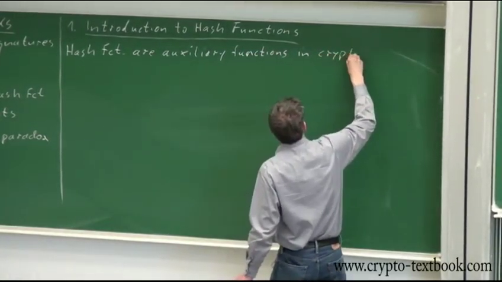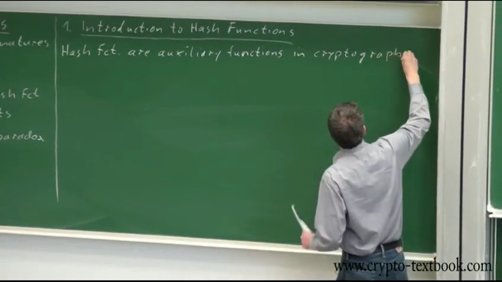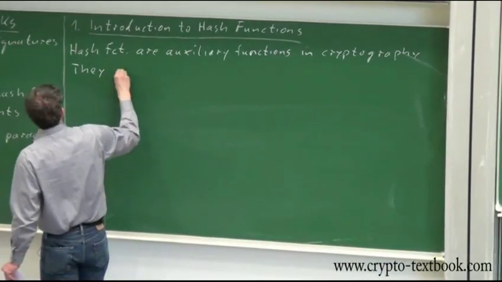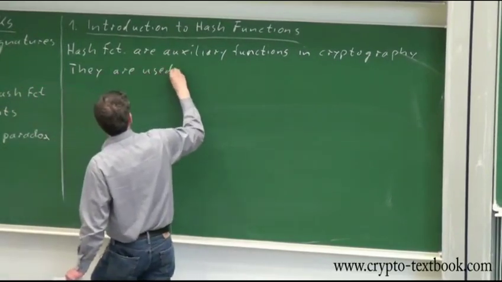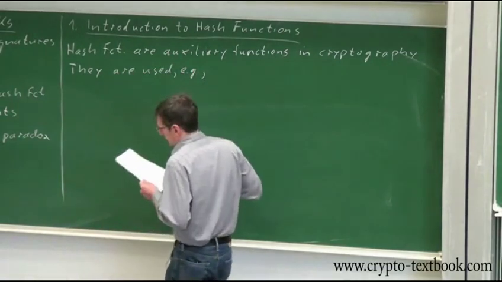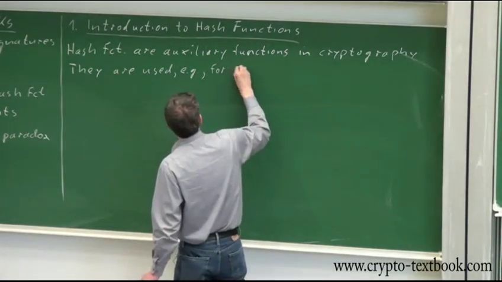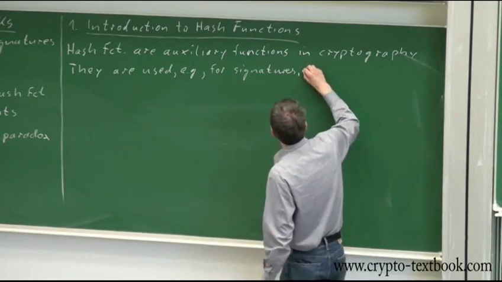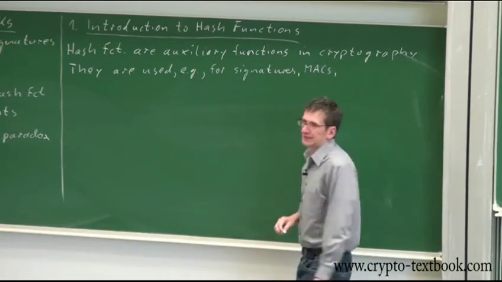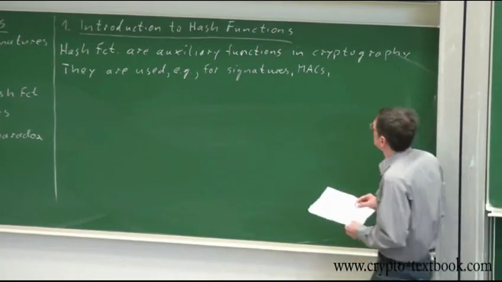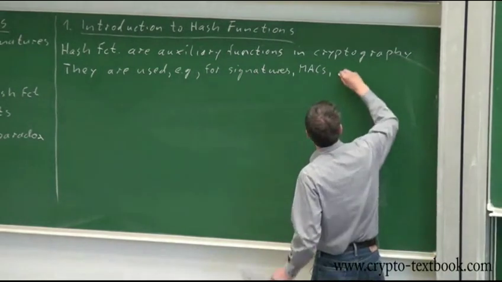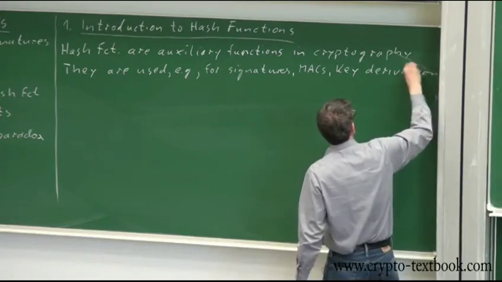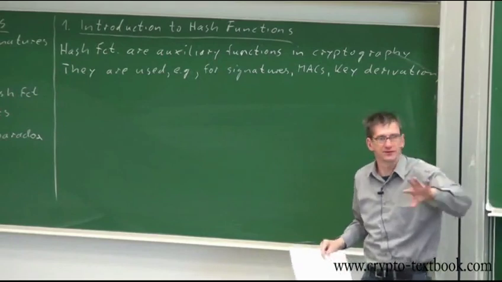In cryptography, they are used, e.g., for example, for signatures, you know, this is what we are doing today here. MACs, message authentication codes, is something we're going to introduce in 2 weeks. Don't worry if you don't know what I'm talking about. Key derivation. Schlüsselableitung. Again, this is stuff we do towards the end of the course.